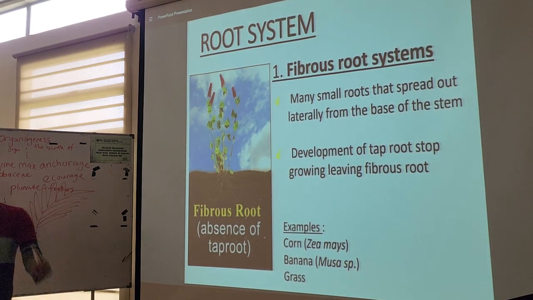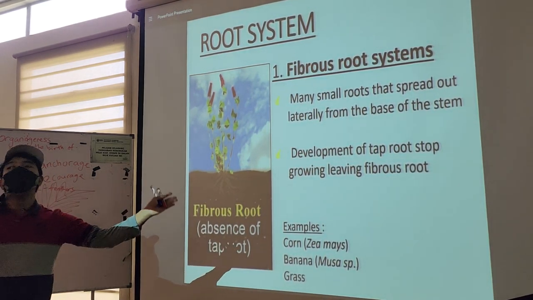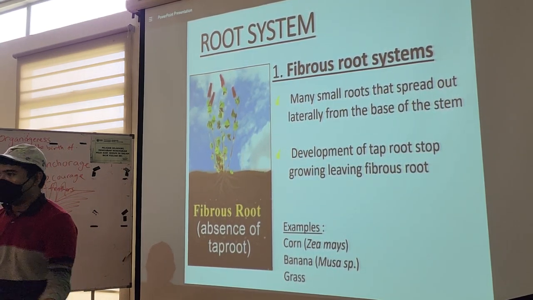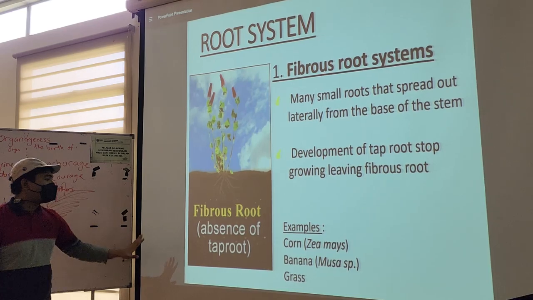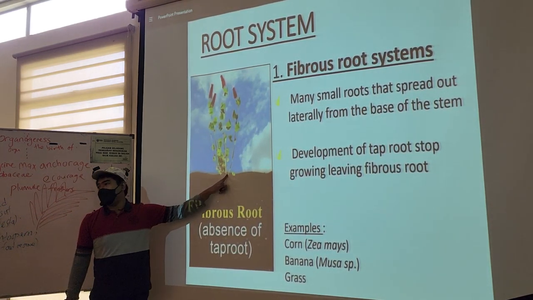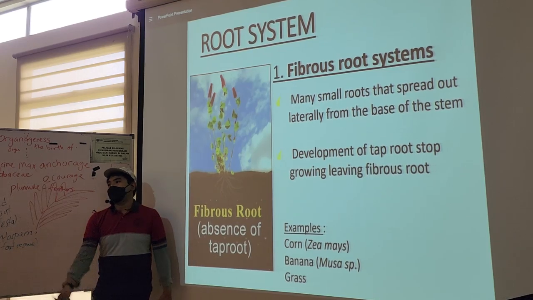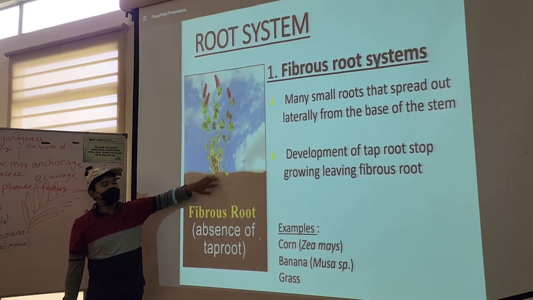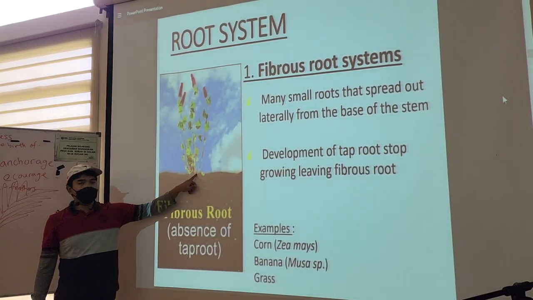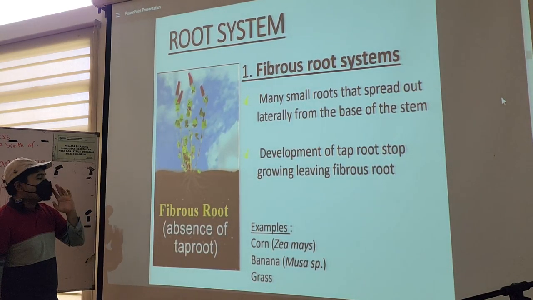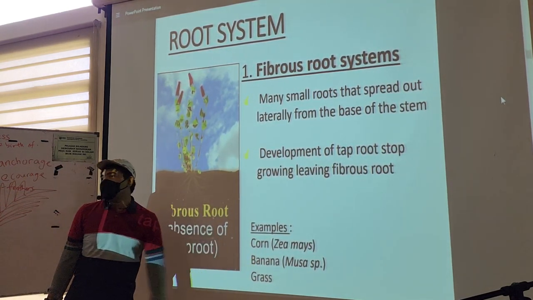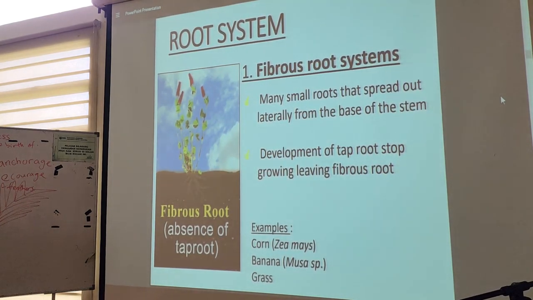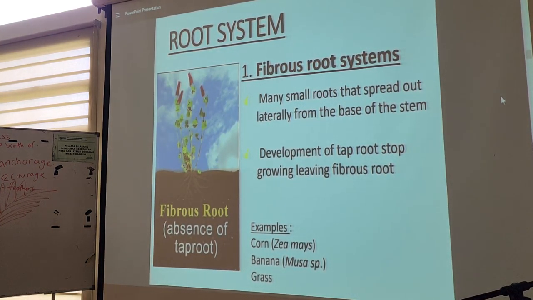Okay, two major root systems: the fibrous root system and also the taproot. I think you are very familiar with this, right? Okay, so fibrous roots. There is no apparent or obvious middle root, the primary root. Everything is kind of branching out from this base here. Mostly plants that don't grow very tall, herbaceous plants, because one of the functions of the taproot is for strong anchorage.